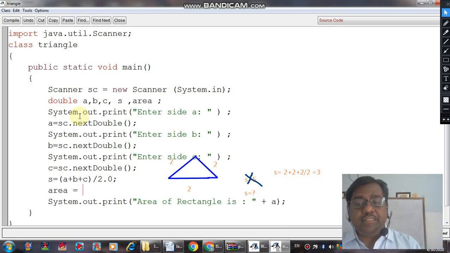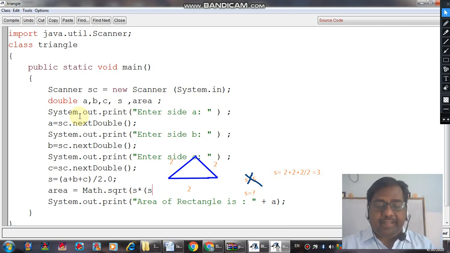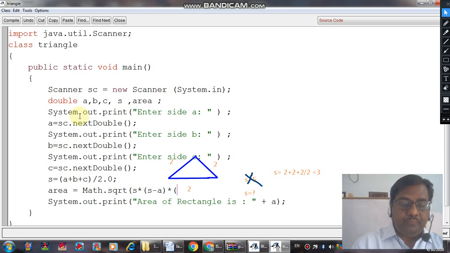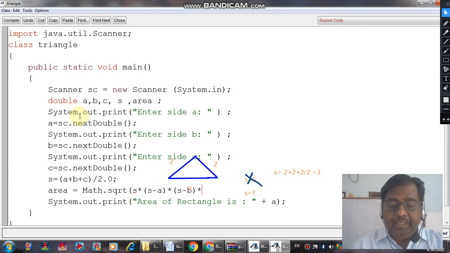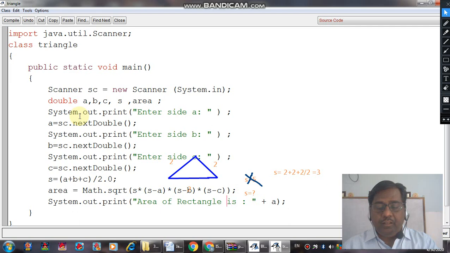The area involves a square root. Whenever you are supposed to calculate the square root, you have to use Math.sqrt. Within the bracket, what is the formula? s into (s minus a) into (s minus b), again into, within the bracket, (s minus c). This is the entire formula, and you put it inside the sqrt bracket. Then at last you will print the area of the triangle. In which variable have you calculated the area? The name of the variable is not a, the name of the variable is area.